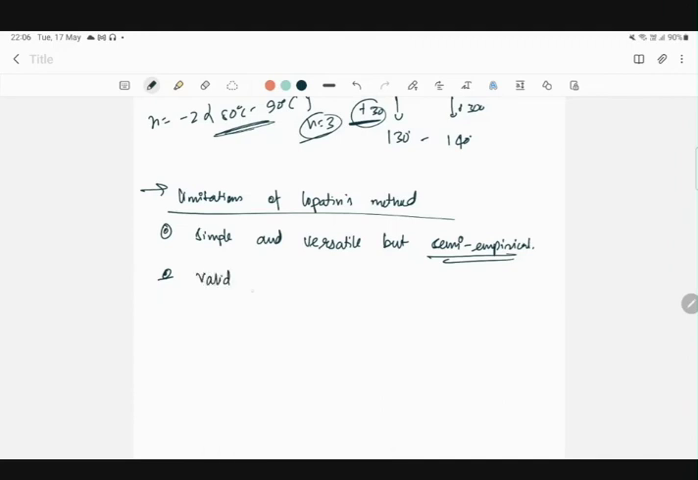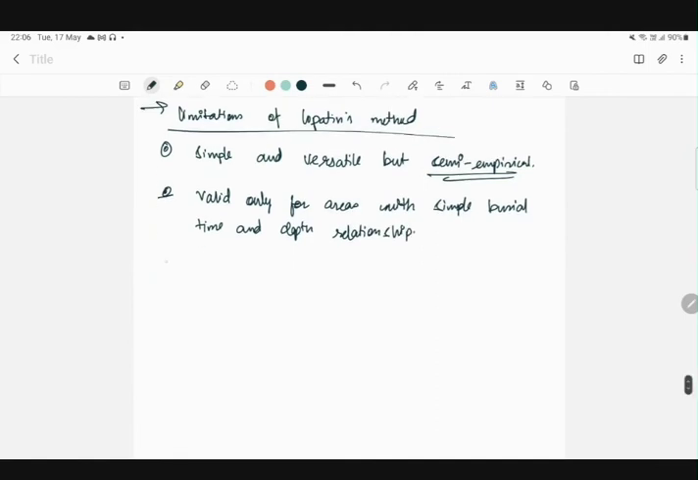And the second limitation is that it is valid only for areas with simple burial time and depth relationship. And the third is that determination of geothermal gradient is more difficult.